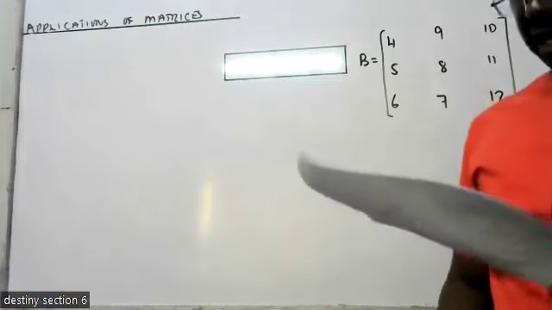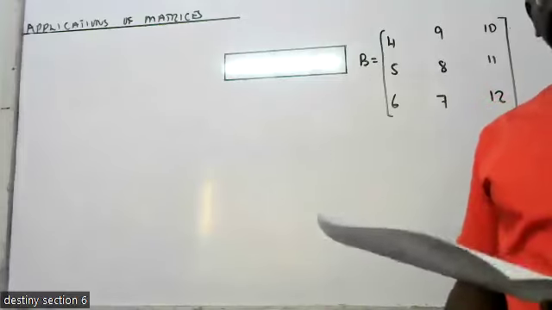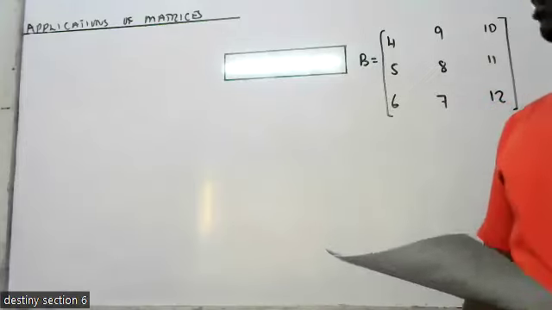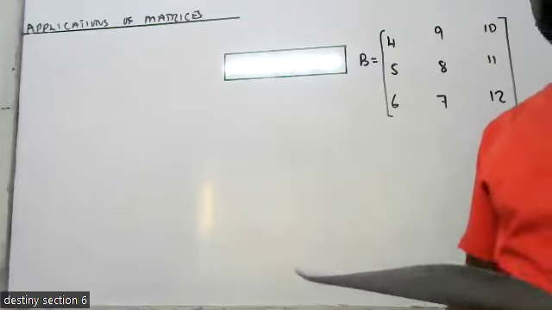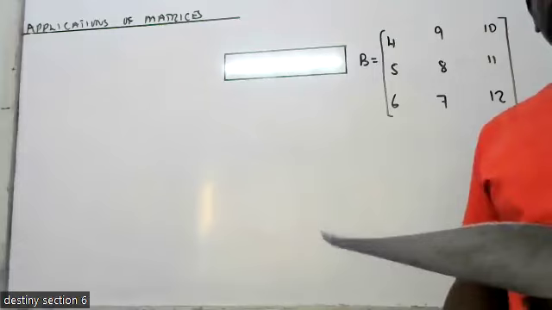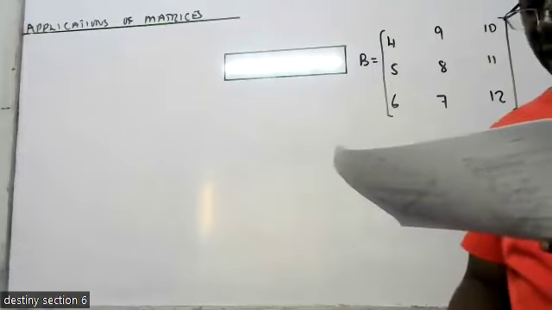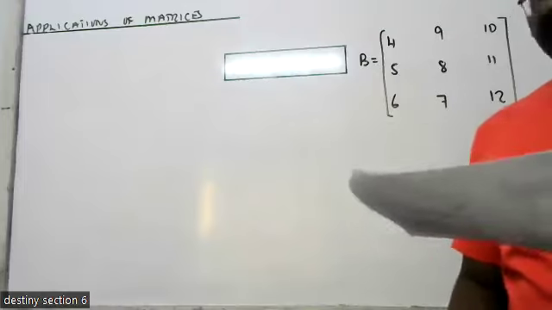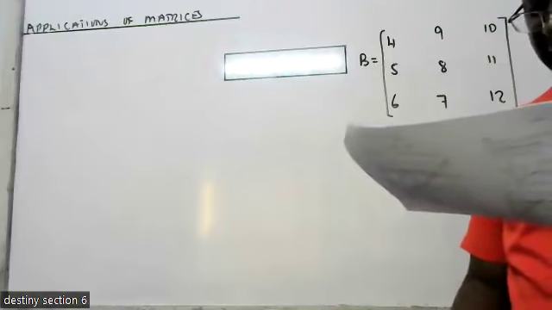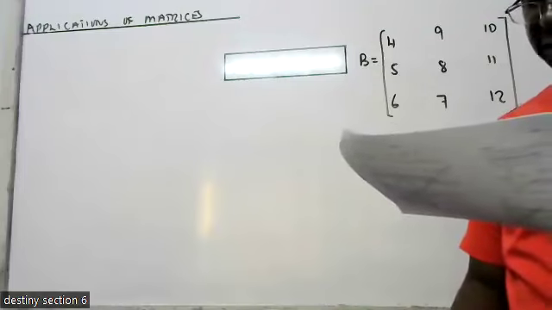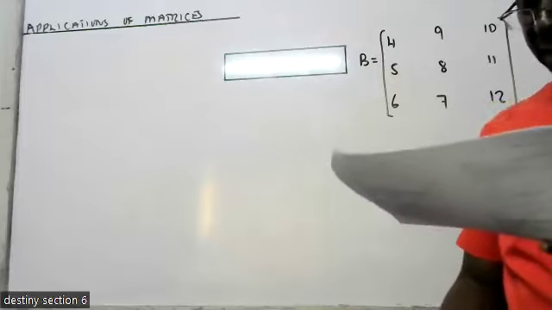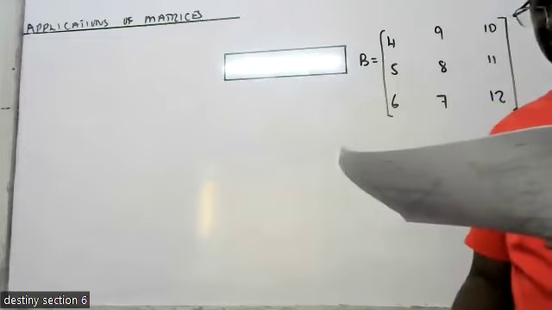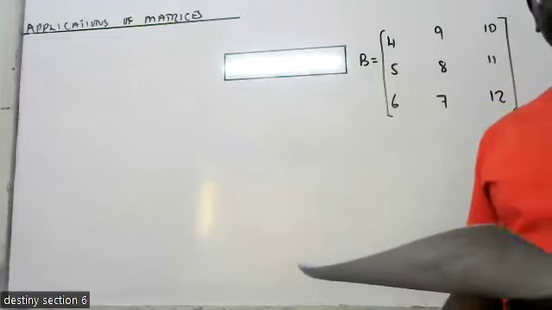One is to compute revenues, costs, and profits. We all know how to compute costs, how to compute revenues, and profits. So most of the questions we'll get will be about that. Number 2, how to solve simultaneous equations. Number 3 is to analyze demand and supply. Number 4 is input-output analysis. Number 5 is Markov analysis. And number 6 is regression analysis.